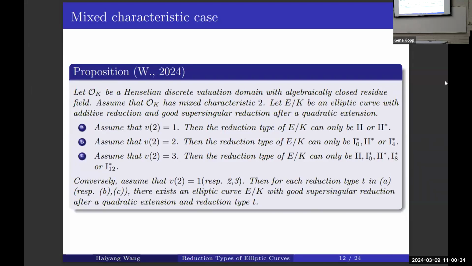When OK has mixed characteristic and the valuation of 2 is small, we can further restrict the possible Kodaira type. Assume that OK has mixed characteristic 2. Let E over K be an elliptic curve with additive reduction and good supersingular reduction after a quadratic extension. Assume that V of 2 is 1. Then the reduction type of E over K can only be II or II star. When the valuation of 2 is 2 or 3, we have a similar result. Conversely, in cases A, B, C, each of the reduction types indeed occurs.